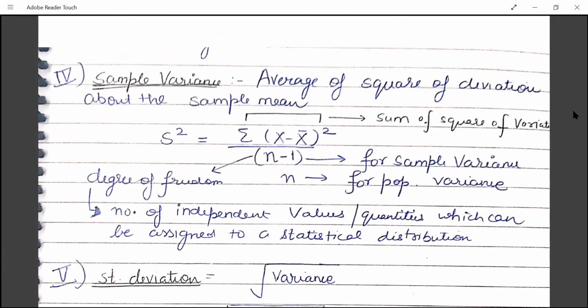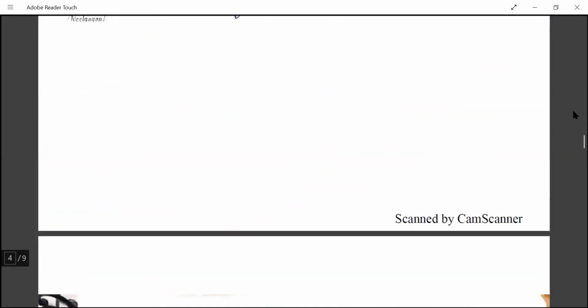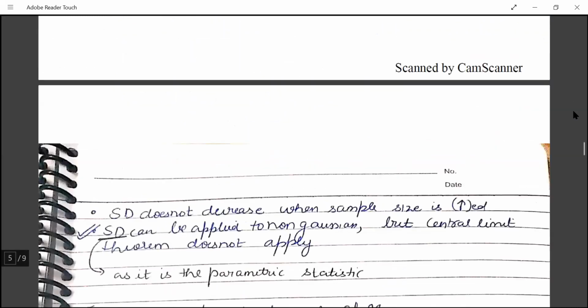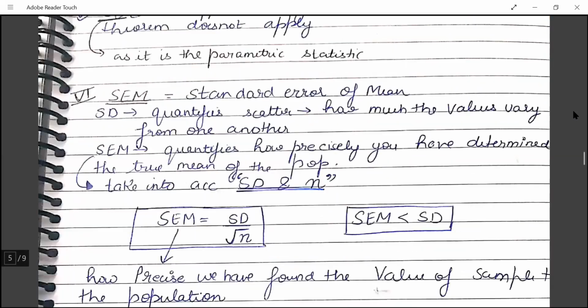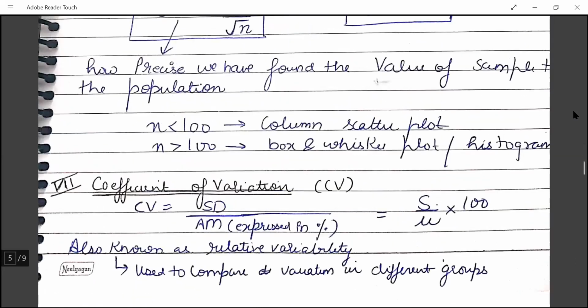N minus 1 is called the degree of freedom. If n is more than 30, we will take it as n, and if n is less than 30, we will take it as n minus 1. So in case of a sample, usually the size is less than 30, we take n minus 1, and for a population, we take n. The next is standard error of mean. Standard deviation tells us how scattered our data is, and standard error of mean tells how precise our data is. So thank you.